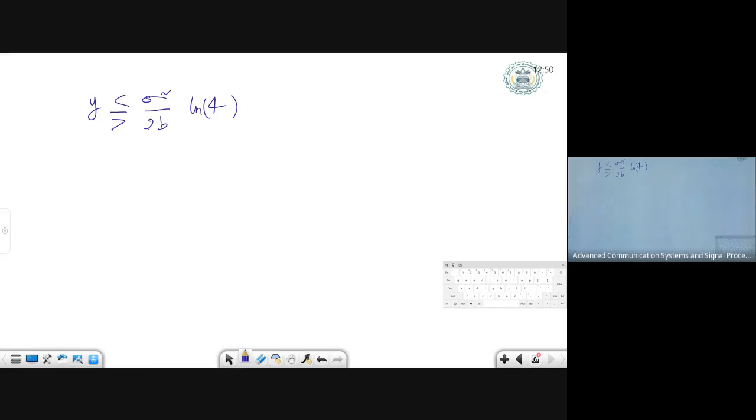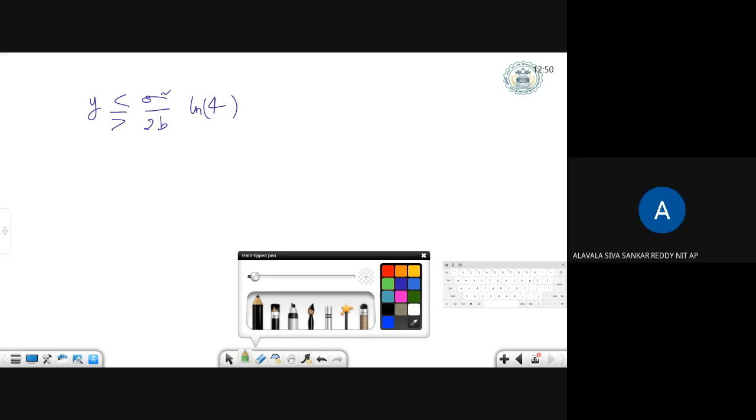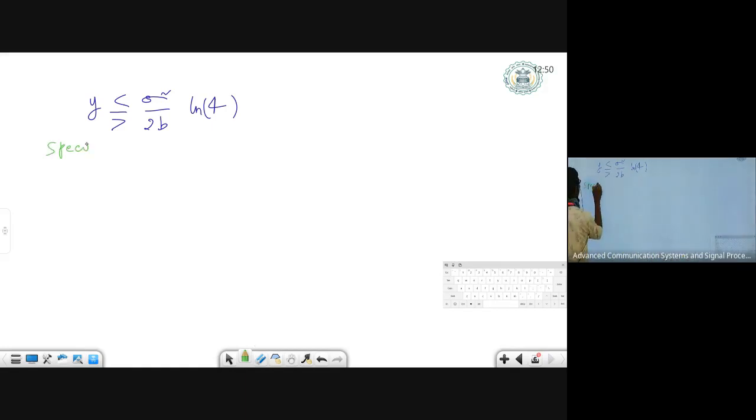Let's take one special case. Which color do you like? Green. Let me take green. The special case says pi naught equals pi 1 equals 0.5.